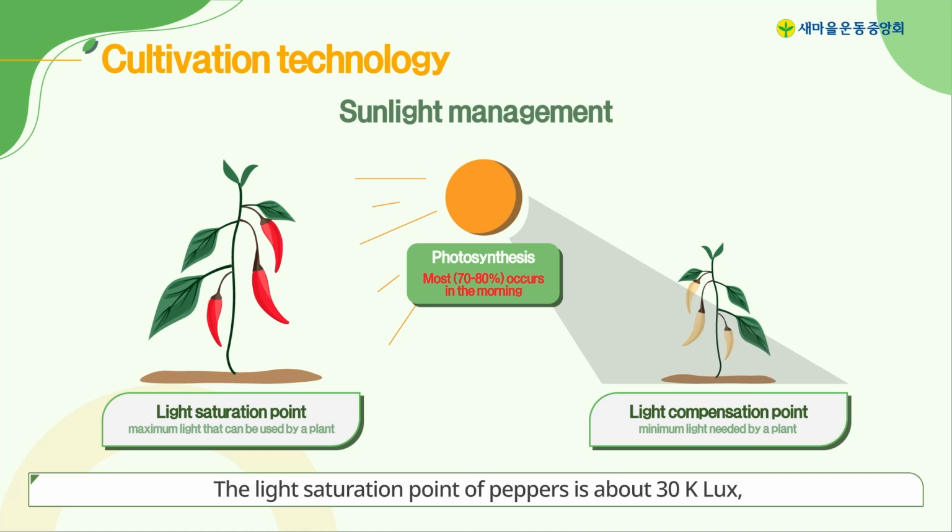The light saturation point of peppers is about 30 K lux, which is lower than for cucumbers and watermelon. If the light intensity is too low or the length of day shortens, peppers will not grow normally. So basically, the more sunlight, the better. 70 to 80% of photosynthesis from sunlight takes place in the morning. Make sure your crops get a lot of sunshine in the morning.